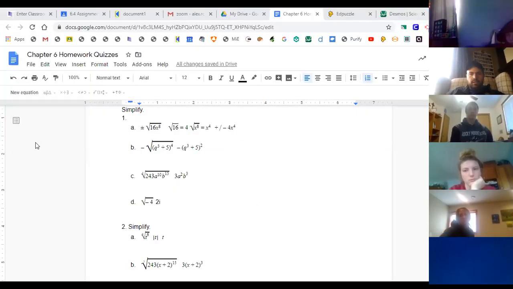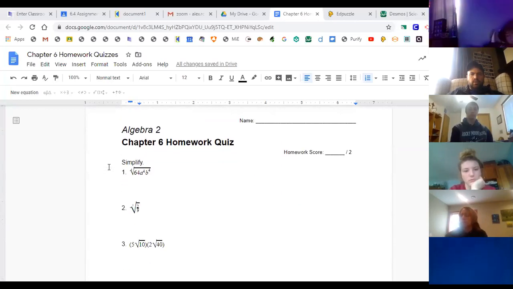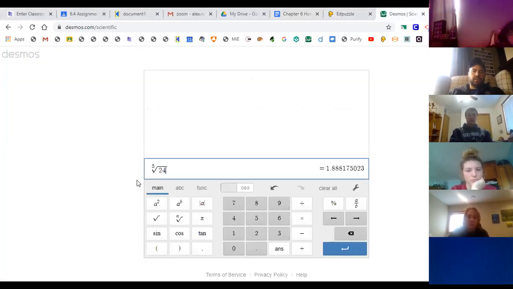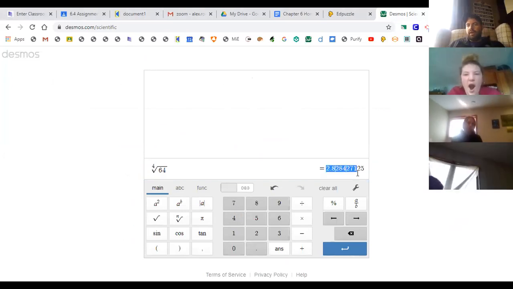Okay, so 6-5 here. What we're doing is talking about operations with radical expressions. If you look at number 1, it's very similar to what we did earlier. The difference is we're doing a 4th root of 64. If I go on to Desmos and do a 4th root of 64, you'll notice it's not a whole number, and we don't want to write all the decimals out.